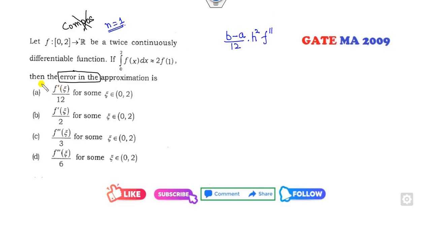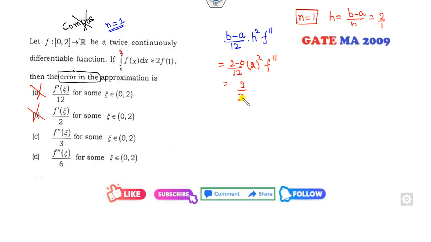Now since it is a second derivative, the a and b options are cancelled out. What is h? n is 1. h is b minus a over n. b is my upper limit 2, minus 0, that is 2 over 1, which is 2. So I can substitute here, this is into 2 square of f double dash. So it is 4 over 12, that is 1 over 3 f double dash. Now because this 2 is present, I can write it as half, so that it becomes 1. So 1 over 3 is the right answer of this problem.